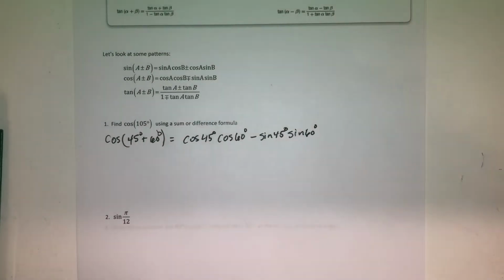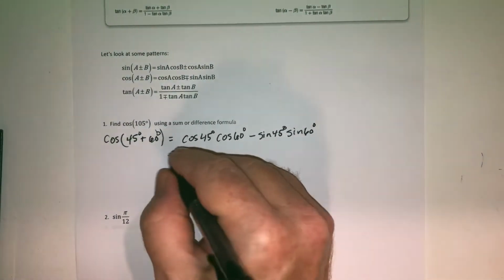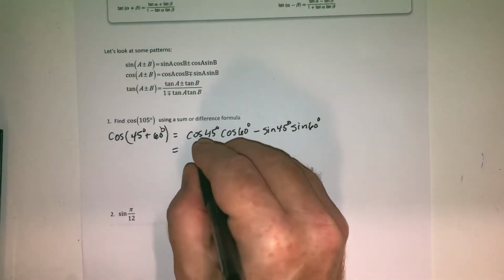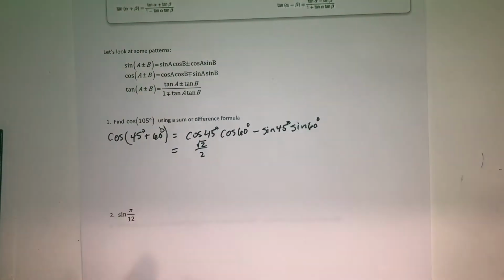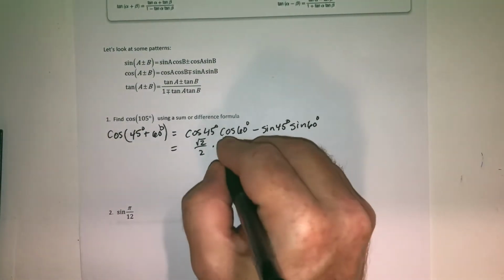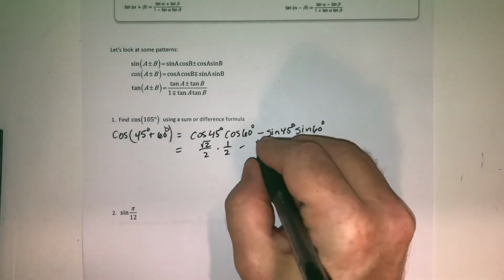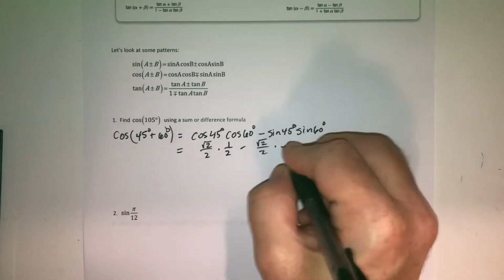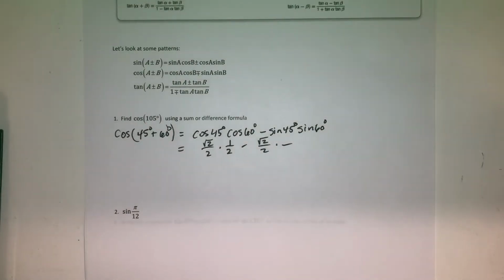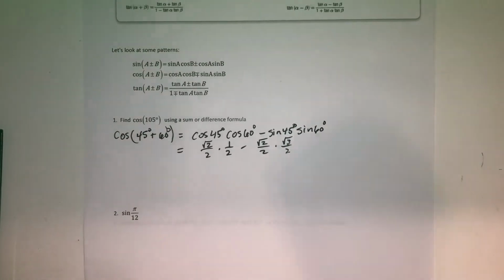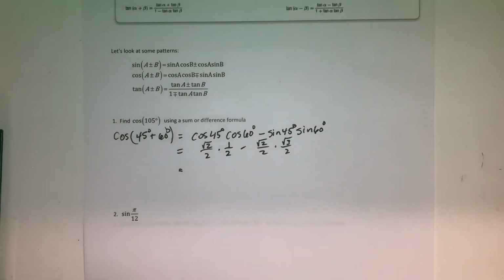Okay. All right, now we know the cosine of 45 degrees is square root 2 over 2, so we'll replace that with the square root 2 over 2. We know that the cosine of 60 is 1/2, so times 1/2 minus, once again, the sine of 45 is the square root of 2 over 2 times the sine of 60 is square root 3 over 2. All right, so we do each product first before we subtract.